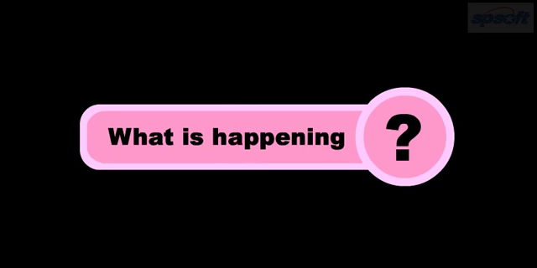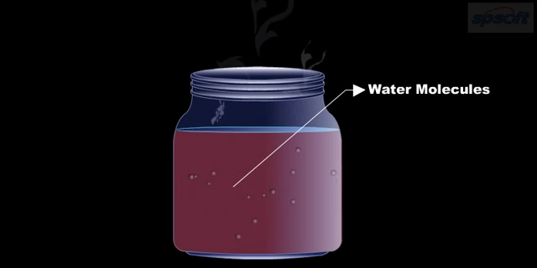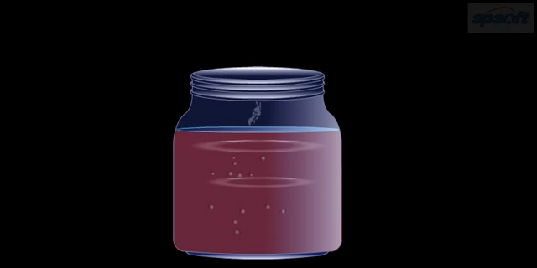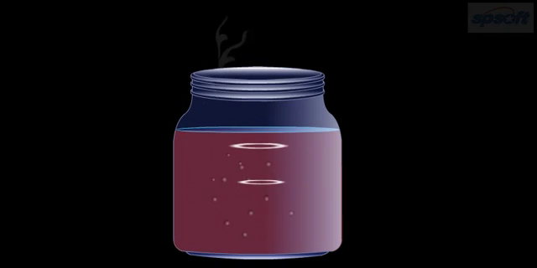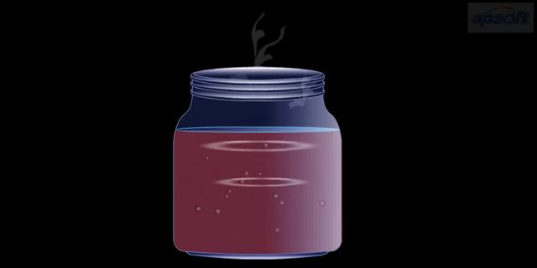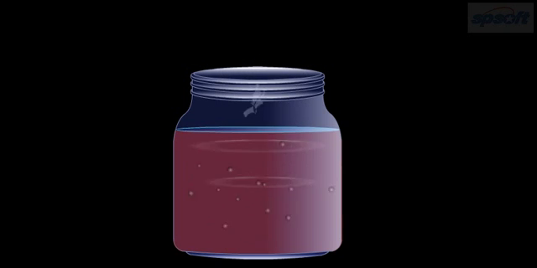What is happening? In hot water, the water molecules have high amount of energy and are moving very fast. They bounce off each other and move further apart. Because there is more space between the molecules, a volume of hot water has fewer molecules in it and weighs a little bit less than the same volume of cold water. So, hot water is less dense than cold water.